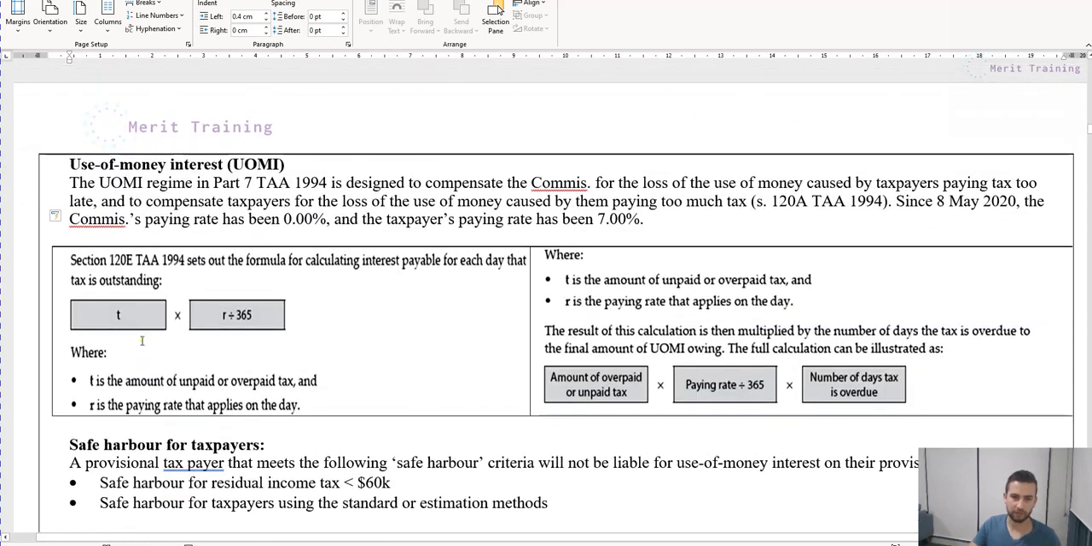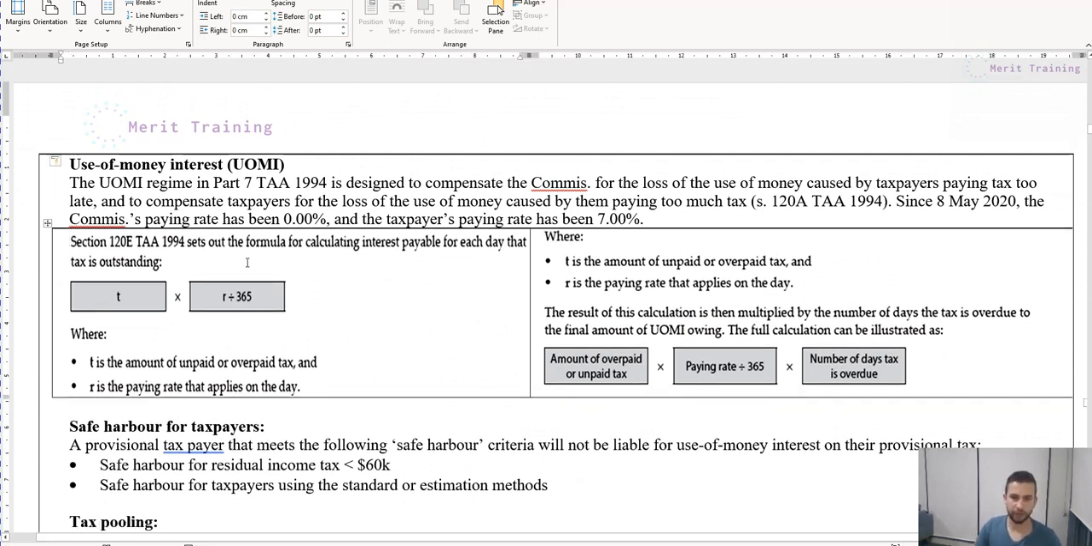So if the Commissioner were to charge you interest, this is the amount of interest that you would be charged. It's calculated as follows. So the formula for that is T times R divided by 365, where T is the amount of unpaid tax and R is the rate that applies on the day. So in this case, it's 7% a year. Divide that by the number of days.